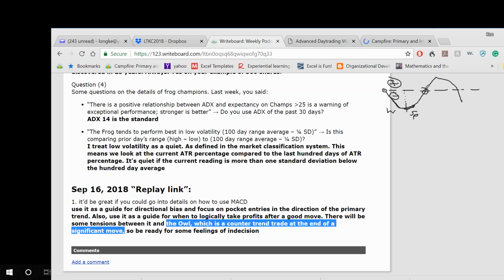So it's spring until it crosses the zero line, and now this becomes the summer until it gets to the top and rolls over, and then it becomes the fall until it gets back to the zero line, at which point it becomes winter. Now, one of the preconditions of the owl is that you have an unambiguous move to the downside.